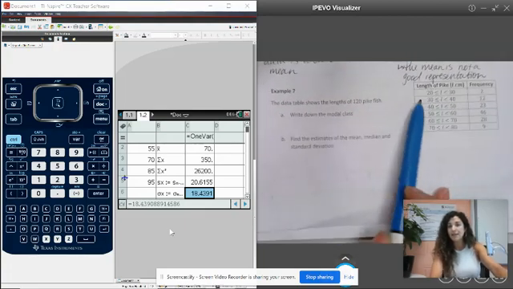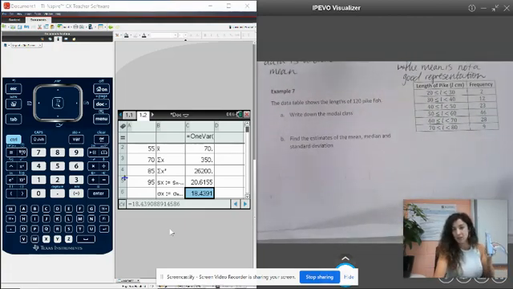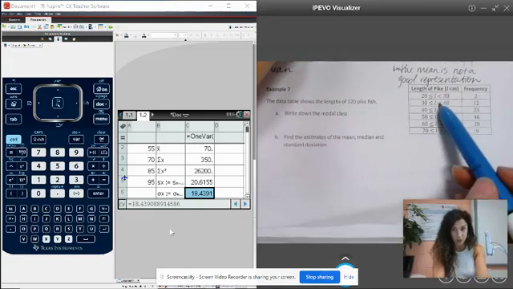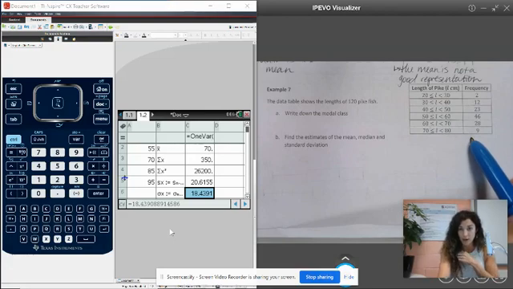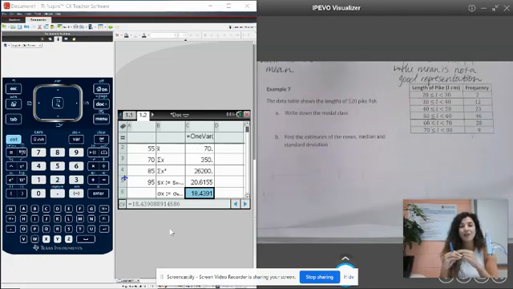The data table shows the lengths of 120 different pike fish. And so we've got a length, we've got a distribution graph here, which means that we've got ranges. And then we have frequency over here to the right. We want to write down the modal class.